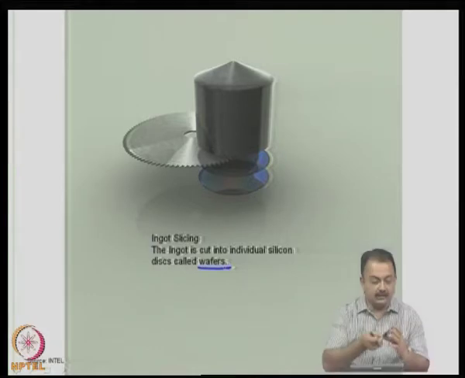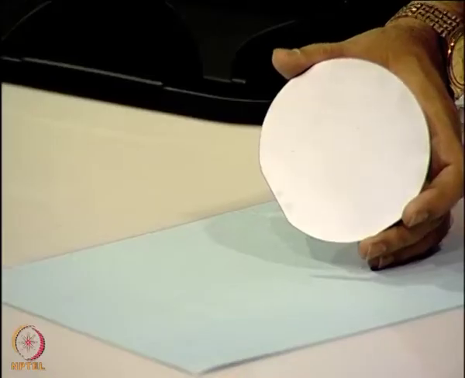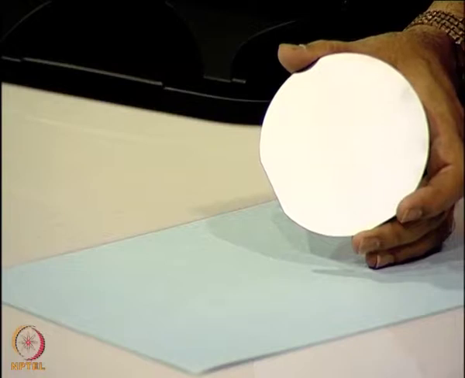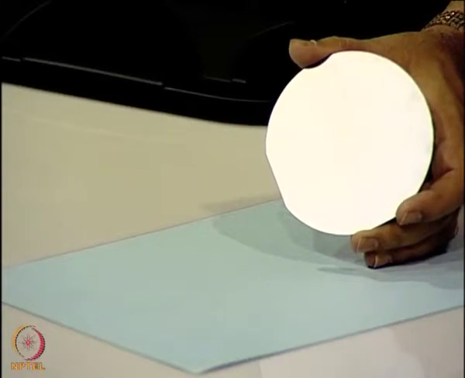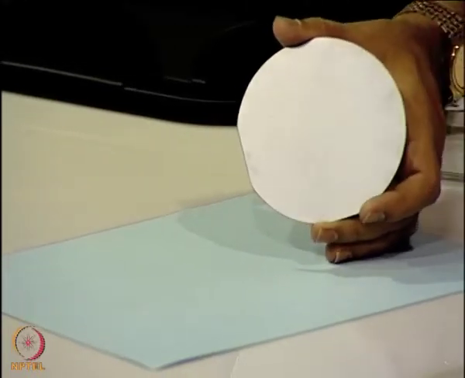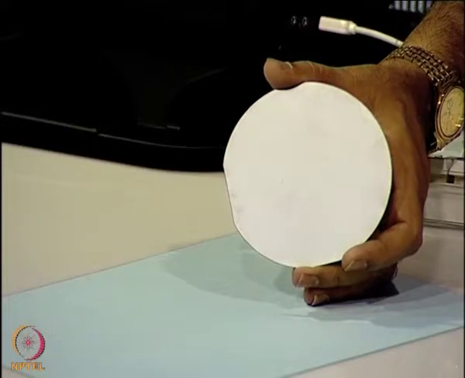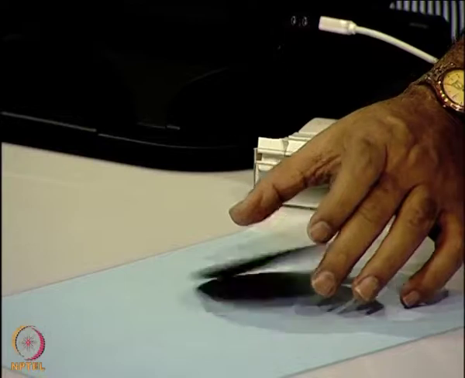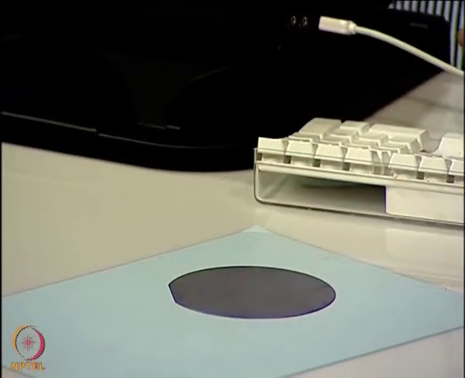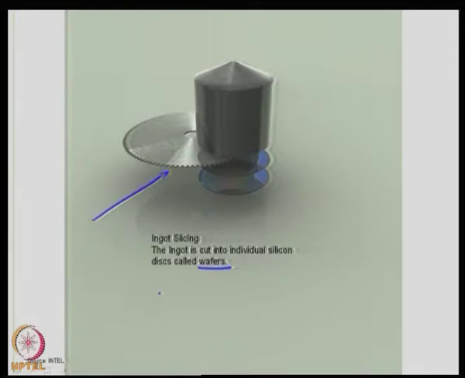As you can see here, this wafer is typically less than 1 mm thick, and today's process requires wafers in the diameter range of 300 mm to 450 mm. So, basically the ingots will also be prepared with those diameters, and then using a very good dicing process, this ingot is sliced into the wafers.